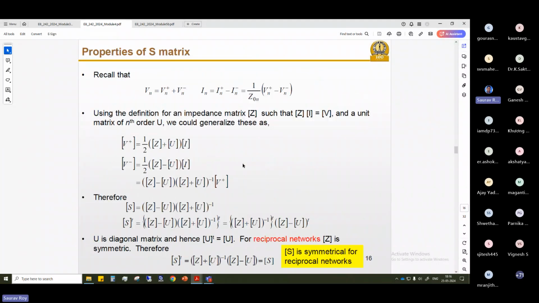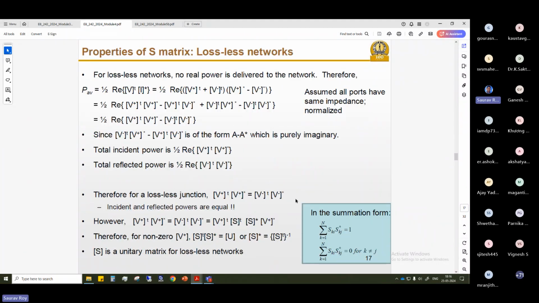So there are some very important characteristics of the S parameter matrix. I will not go into the derivation. It says that for a passive and lossless network, the conjugate summation is 1. So the conjugate summation is 1, and if you take the conjugate sum of a particular column with a different column, it will become 0.